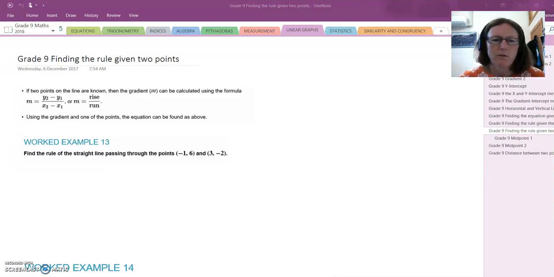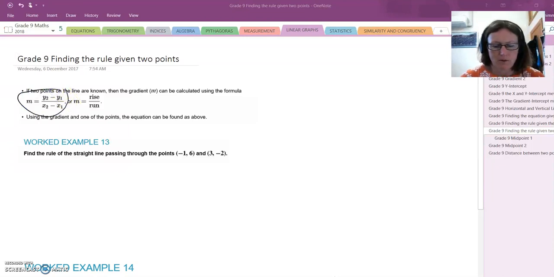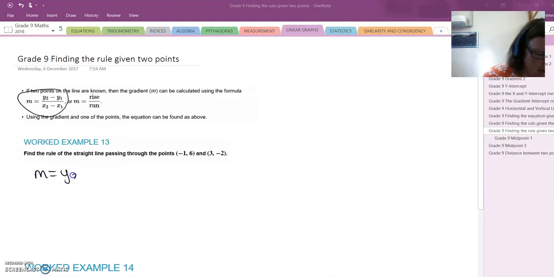Okay, let's look at how we find the rule given 2 points. The first thing we need to do is to work out the gradient. We're going to use our y2 minus y1, x2 minus x1 formula. So the first thing I'm going to do is work out my gradient.